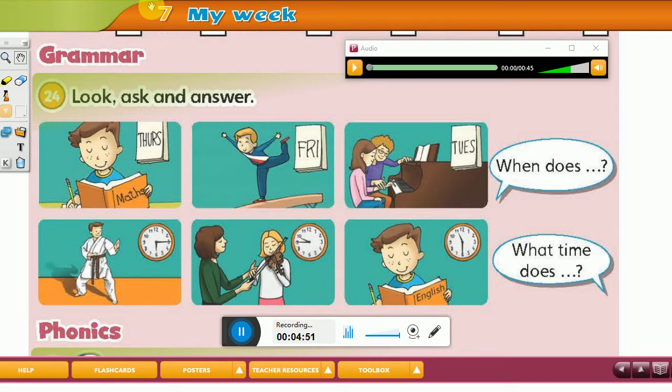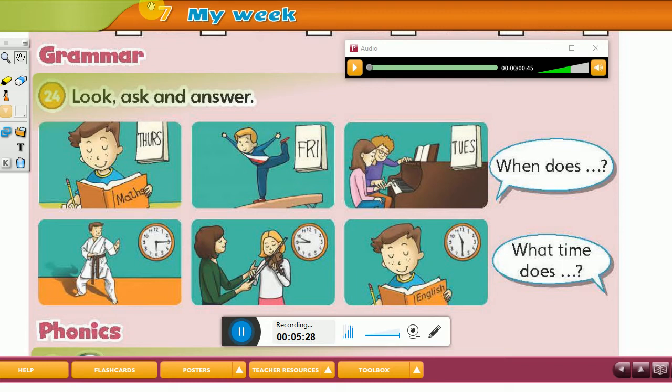Here we can use what time instead of when. If I ask using when, I will say on plus days. If I use what time, I will say an hour, okay? Time, clock. For example, at 7 o'clock, at 6 o'clock. Here in picture 4, what time does he do karate? We can say at quarter past 6.